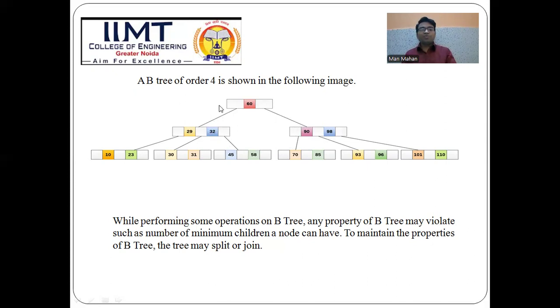We insert nodes one by one in the B tree, and we can see the height of the tree is reduced. While performing some operations on the B tree, any property of the B tree may be violated, such as the minimum number of children a node can have. To maintain the properties of the B tree, the tree may split or join.